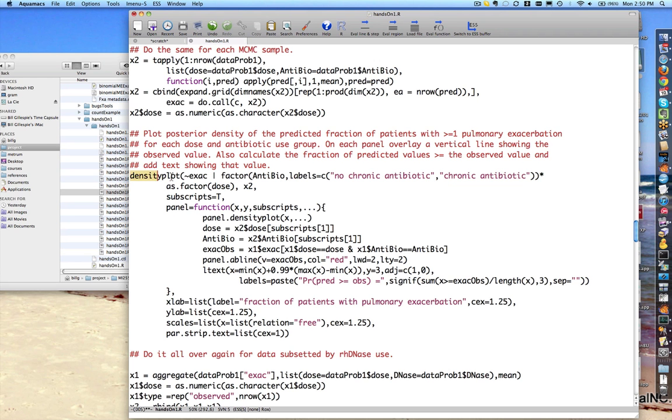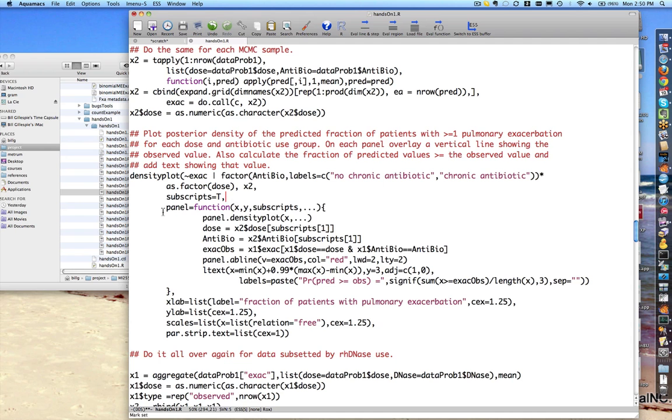So the core thing then is to use the density plot function from the lattice package to plot the model predicted exacerbations. So that's why if you look here, you'll see the data is x2, which happens to be what I generated up in this section. So that does not involve the observed data. So I do that. This mess here is just telling it to break it out into panels by both antibiotic use and dose, and then some fancy bit to get the labels that I want on it.